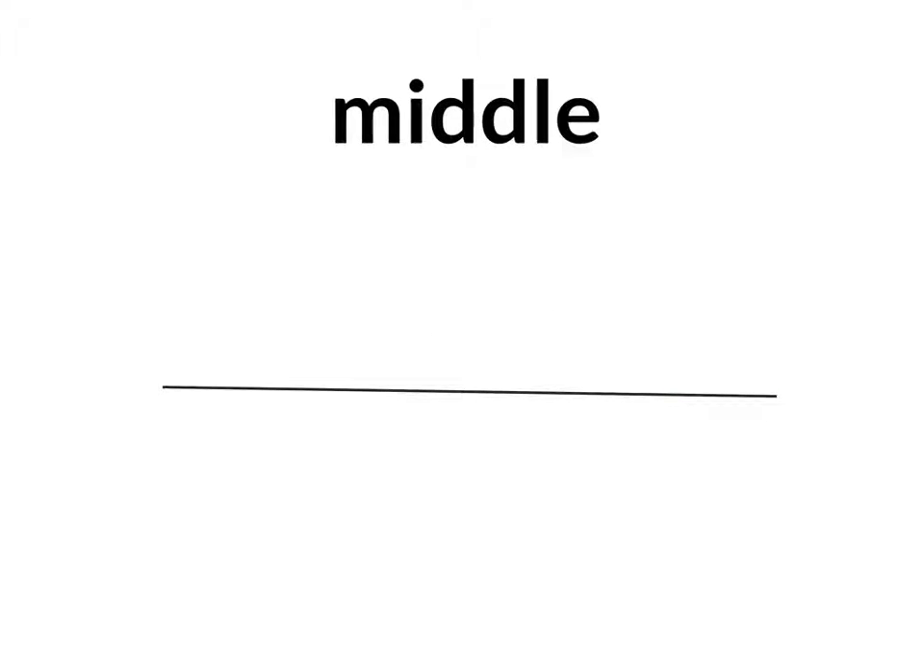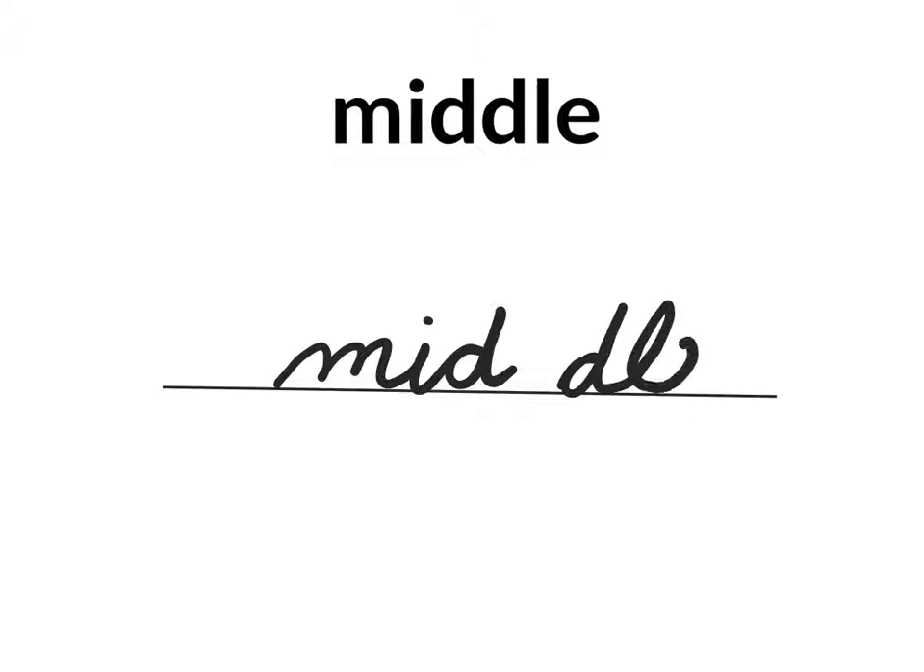Middle. We think to spell m, i, d, u, l. Now the E is here because every English syllable must have a vowel, and that is the 4th silent final E rule.